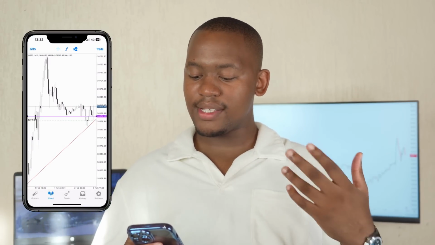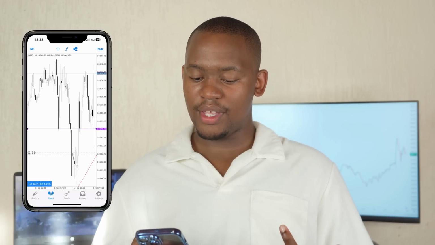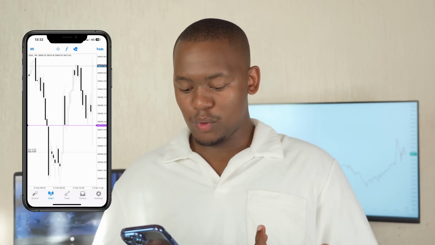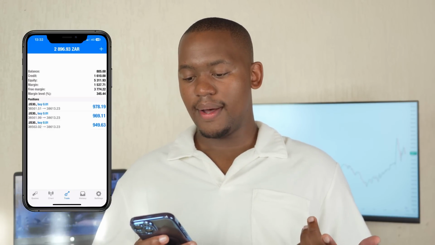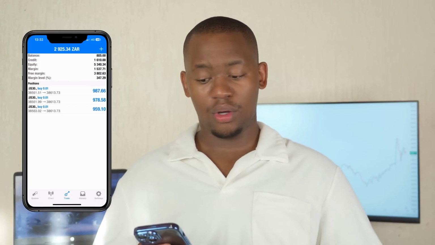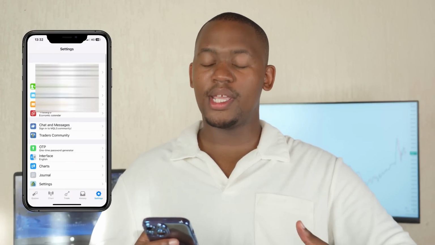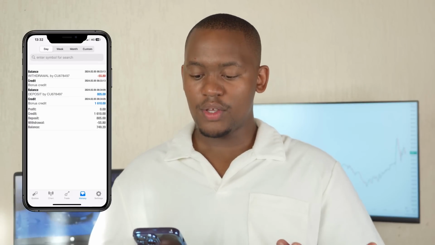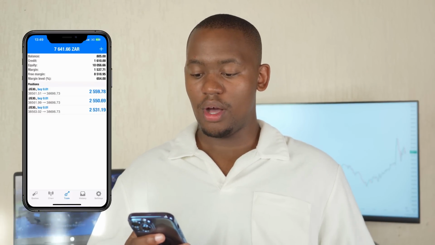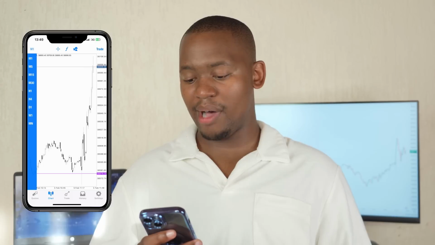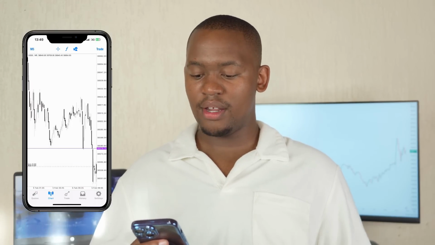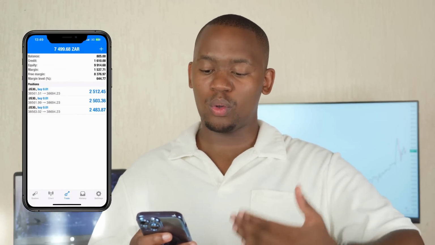A few hours passed by and you can see the beautiful formation right over here. The trade was able to push towards 2,900 or 3,000 Rand throughout the day, and the account was growing and we kept managing the trade. Finally the market gave us a quick burst and a lot of volatility, and we were able to hold really good profits above 5,000 Rand.